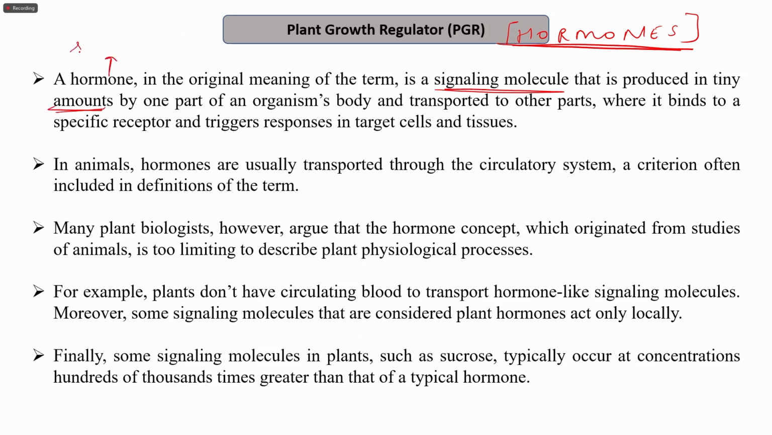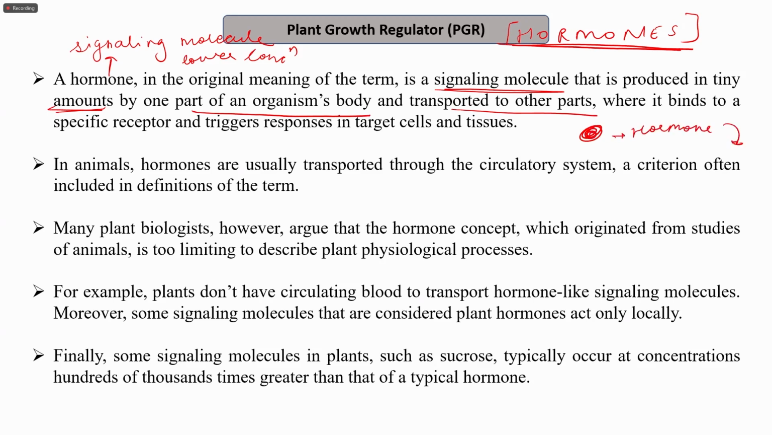Usually it's a signaling molecule. You can define a hormone as a signaling molecule that is usually produced in lower concentration by one part of an organism's body and transported to other parts. So one cell produces a hormone that acts on another cell. This is cell X, this is cell Y. Hormone actually helps in maintaining the communication, where it binds to a specific receptor and triggers a response in target cells and tissues.